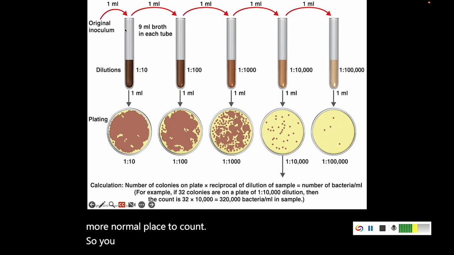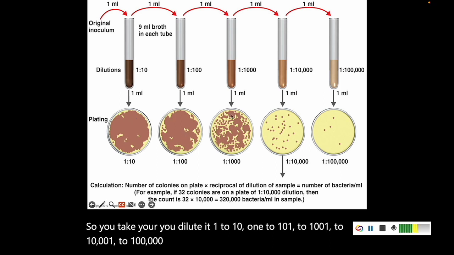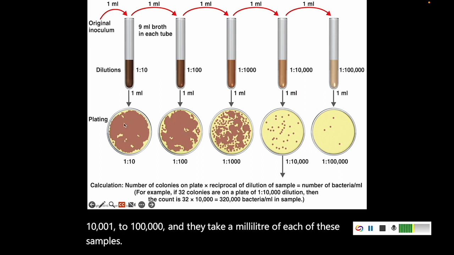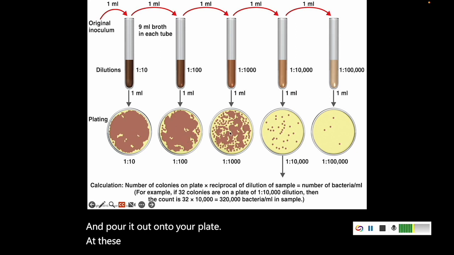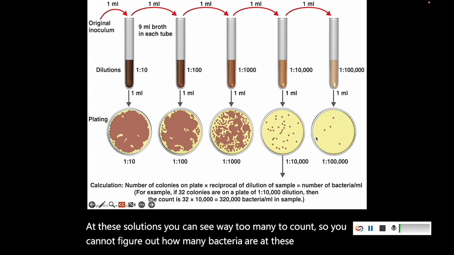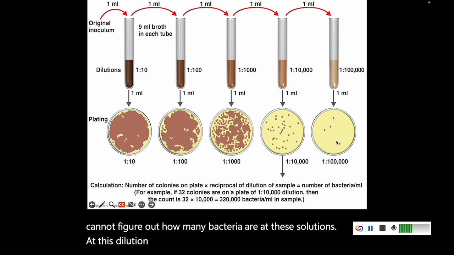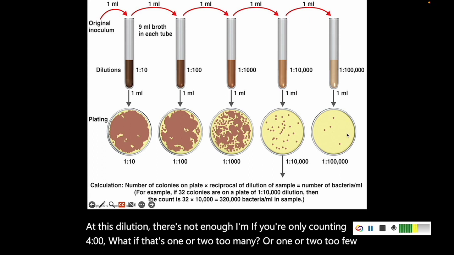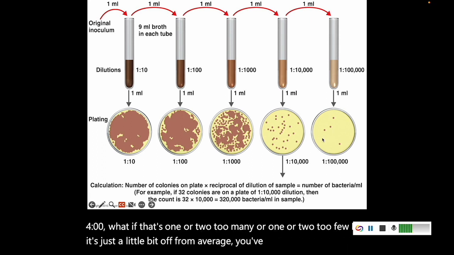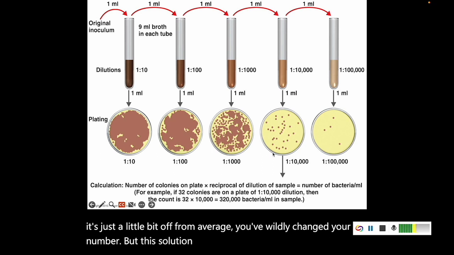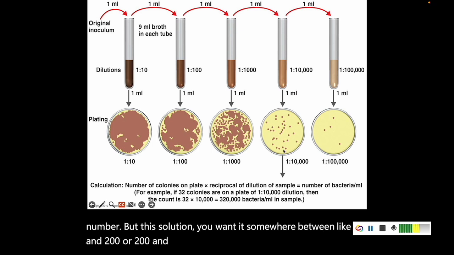So you take your inoculum, you dilute it 1 to 10, 1 to 100, 1 to 1,000, 1 to 10,000, 1 to 100,000, and then you take a milliliter of each of these samples and pour it out onto your plate. At these dilutions, you can see way too many to count, so you cannot figure out how many bacteria are at these dilutions. At this dilution, there's not enough. If you're only counting 4, what if that's 1 or 2 too many or 1 or 2 too few? If it's just a little bit off from average, you've wildly changed your number. But for this dilution, you want it somewhere between like 20 and 200 or 250. So that's a nice number to count.